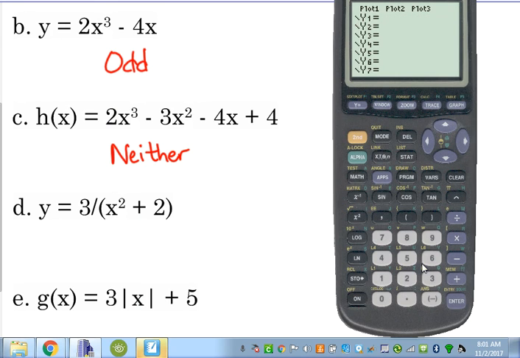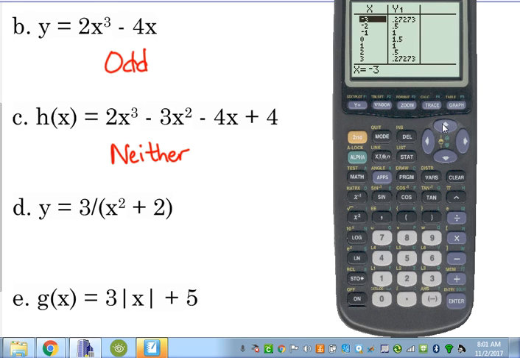Okay, let's look at D. 3 over parentheses x squared plus 2. Can anybody tell me what type of function that is? It has nothing to do with being even or odd, but what name do we give that type of function? And the variables in the denominator. We just did them recently. Rational. Okay, rational, it's a fraction, a ratio.